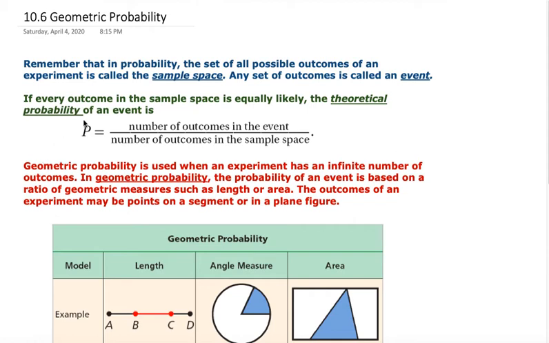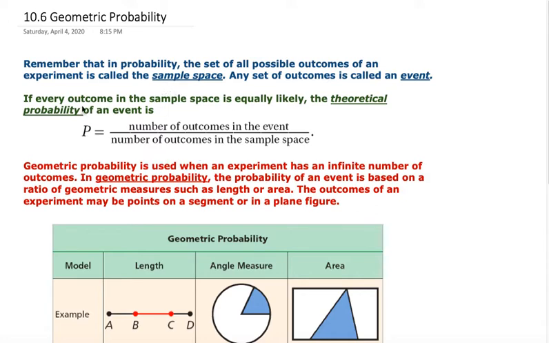Okay, guys, we're going to do 10.6, which happens to be the last lesson of the chapter. So next week, you will have the review, the reflection, and the test. Okay? So it shouldn't be too bad. And then we're going to, I think, jump ahead to chapter 12 after that. We'll see how things go.